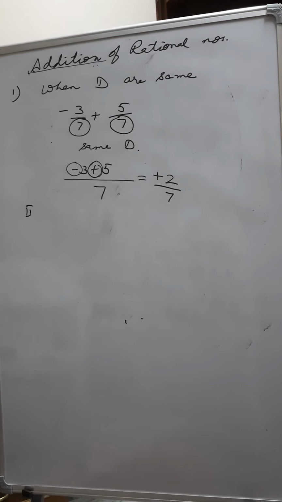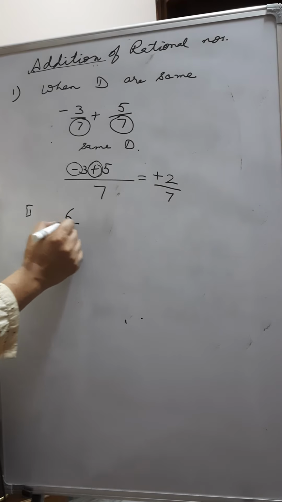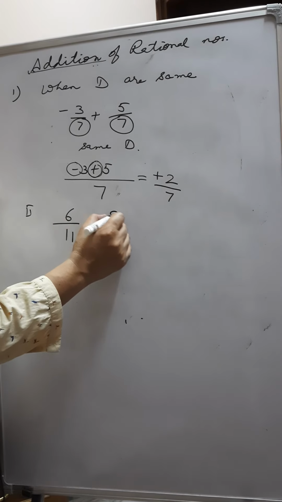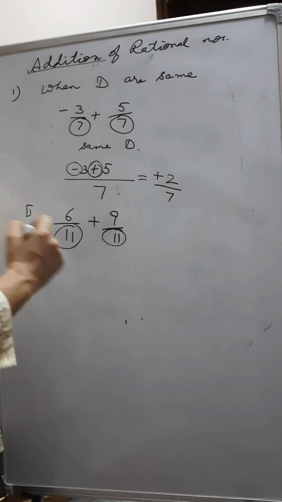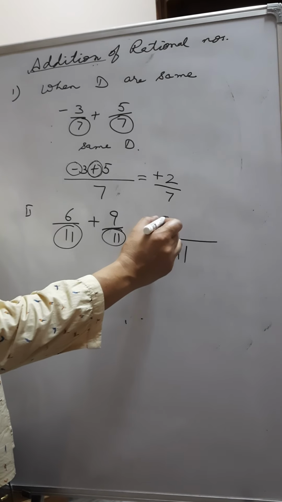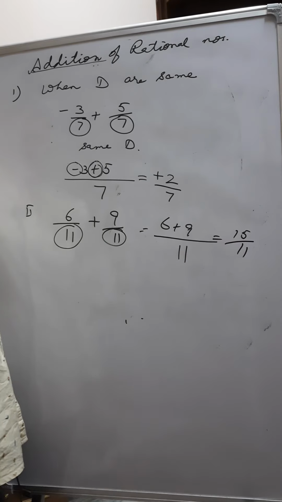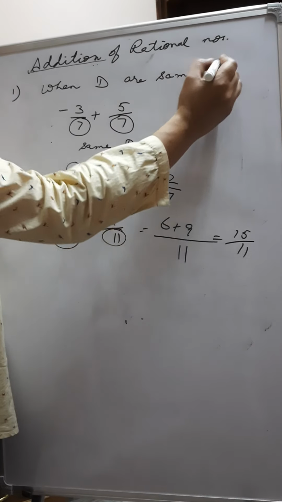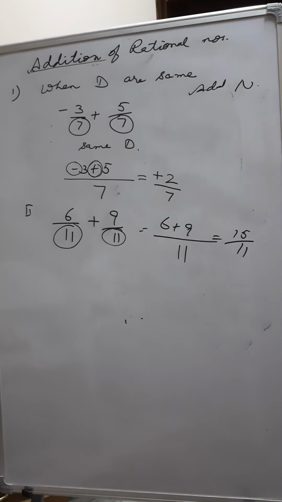Second example. 6 over 11 plus 9 over 11. Same denominator, 11 and 11. So you just write 11 as the denominator and add the numerators. It is 15 over 11. When the denominators are the same, add the numerators. This is the first type.